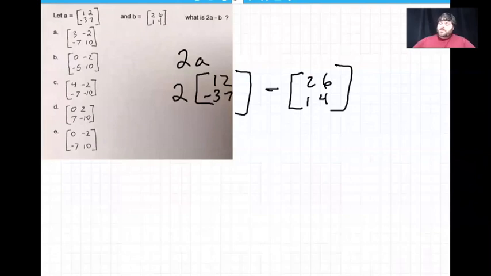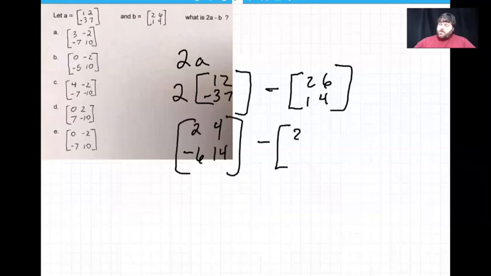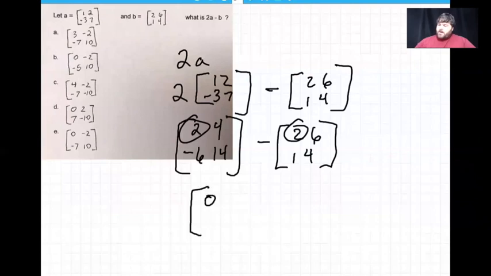So 2 times this matrix would make 2, 4, negative 6, and 14. Okay, that's 2 times A. And then when I take away B, I just have to remember, okay, do part by part. So top left minus top left is going to be 0. Really, from there, I can eliminate choice A and choice C because 0 is not in the top left. Then I do 4 minus 6. That gives me negative 2.